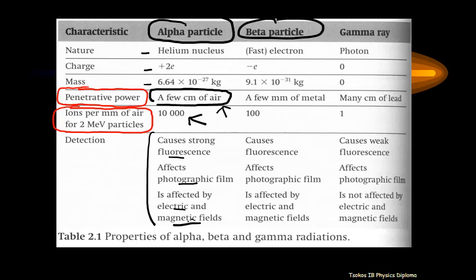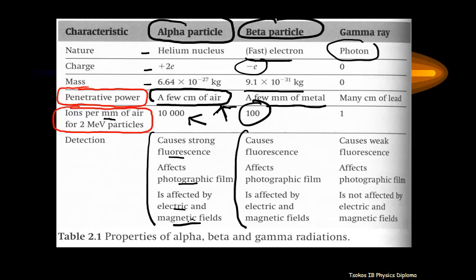Beta particles, fast electrons, right? So negative e charge, we have very small mass. It can go through a few millimeters of even metal. So alpha particles can go through air. But beta particles can actually go through metal and ionize 100 ions, make 100 atoms ionized per millimeter with a certain amount of energy there, and we can detect them these ways as well.